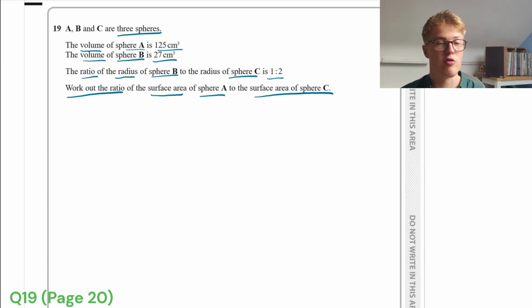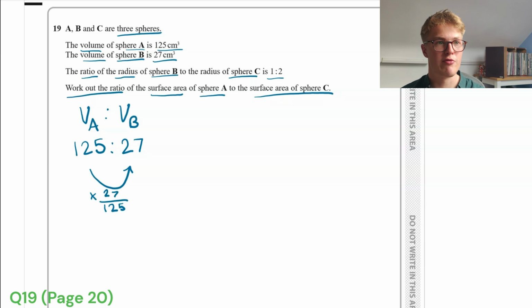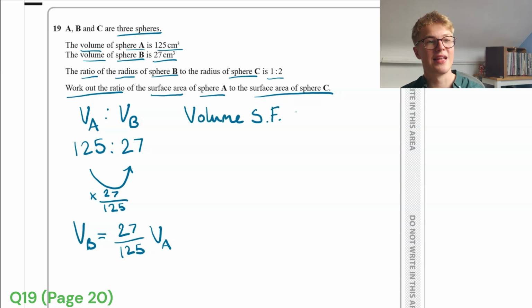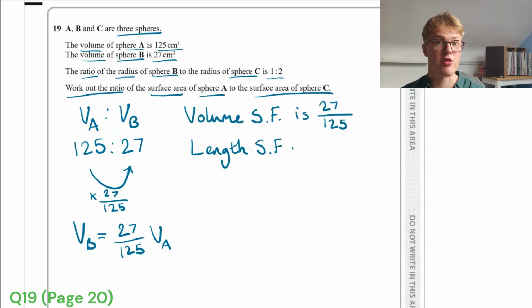So the volume of A to the volume of B is going to be 125 to 27, which means that to get from A to B, we multiply by 27 over 125. So therefore, our volume scale factor is 27 over 125 to get from A to B. This means the length scale factor is going to be the cube root of this, which leaves us with 3/5 from A to B.